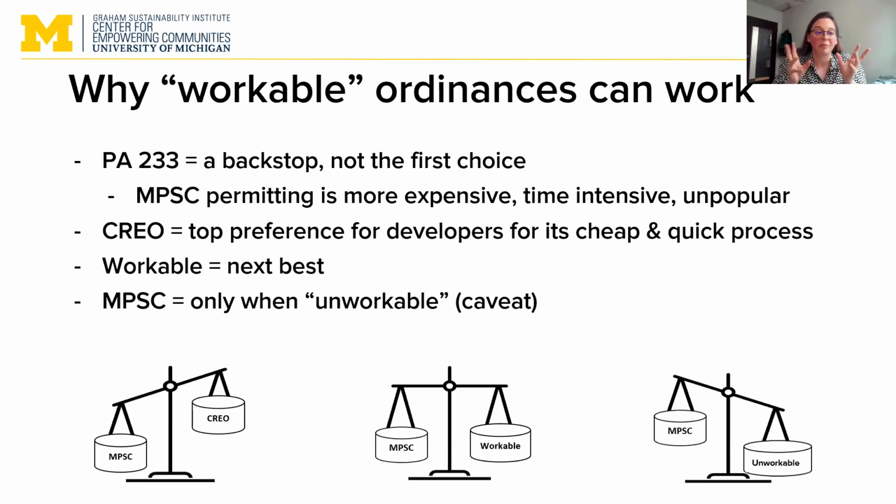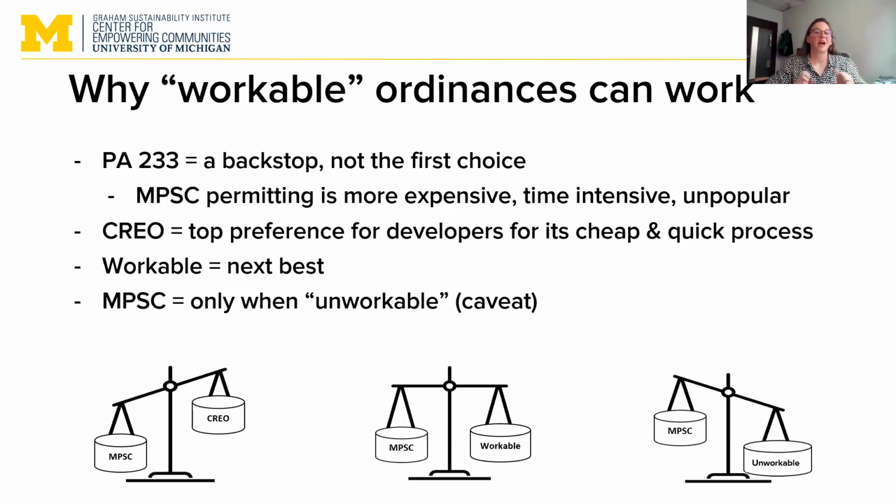So to sum it up from a developer's perspective, a CREO is a top preference because it's cheap, it's pre-written, it's quick, and it goes through the local process with guardrail standards. But a workable ordinance is actually next best. If it's a truly workable ordinance, meaning it allows for development even if it doesn't meet those strict CREO standards, then that is the next best thing. And only when the local government process stalls or an ordinance is too restrictive would the developer pivot to the state permitting process, when an ordinance is unworkable.